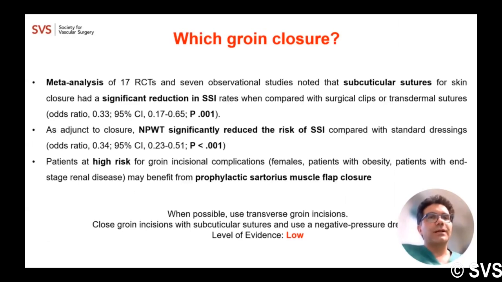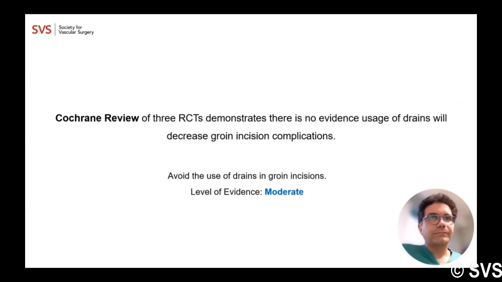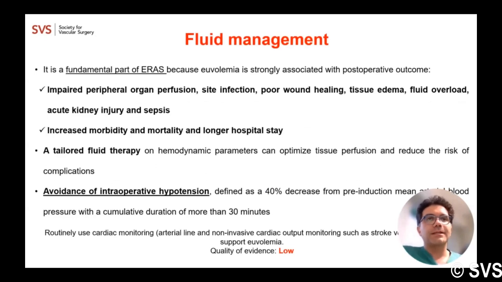About the groin closure, with a low level of evidence, closure with subcuticular sutures or negative pressure, but there are some interesting results in the literature from meta-analyses suggesting that this treatment could be helpful for a quicker recovery. About the drains, avoiding drains has a moderate level of evidence, and fluid management with routine cardiac monitoring in these patients, not in aortic patients, has a low quality of evidence.